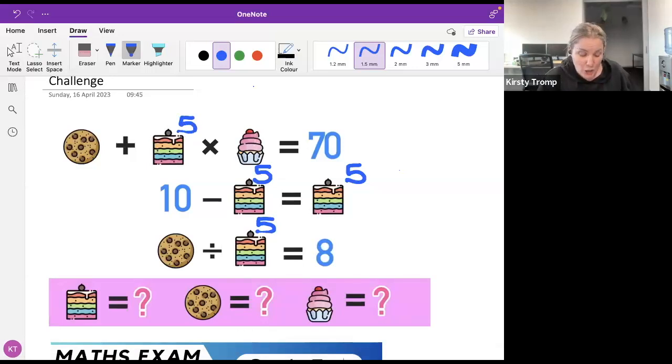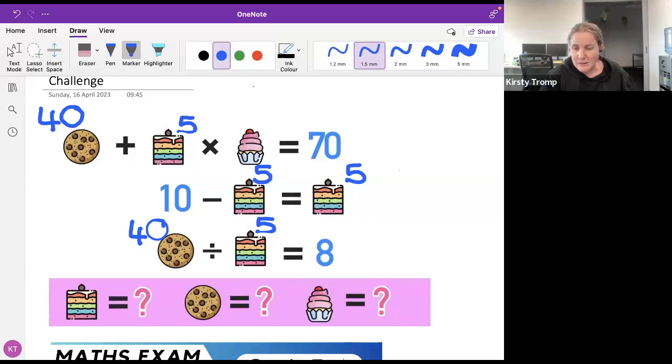So I've got a cookie divided by 5 is equal to 8. So in other words, something divided by 5 gives me 8. Who can tell me in the chat what divided by 5 equals 8? Good, Tando. Tando was the fastest one there. Okay, 40. 40 divided by 5 gave me 8. So far, I've got that the cookie is equal to 40. And the cake is equal to 5.